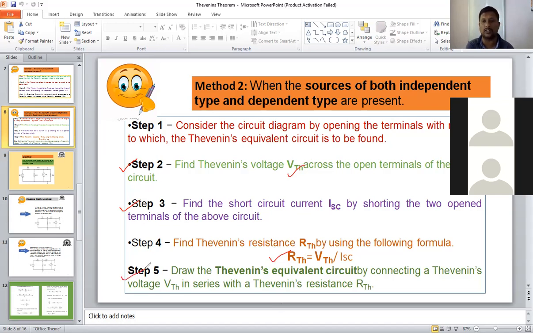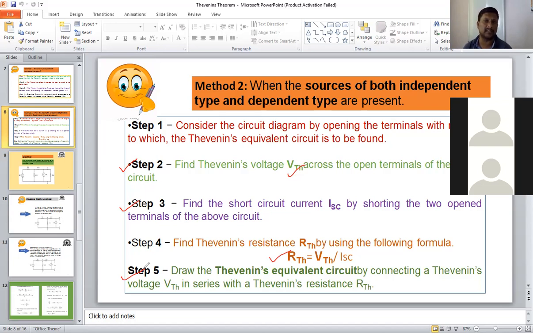Now it is easy to draw the Thevenin equivalent circuit, because it consists of the voltage source VTH in series with resistance RTH between two terminals, whatever the names: A, B, C, D, 1, 2, and so on. Once you get the Thevenin equivalent circuit, you can connect the load resistor if it is given in the circuit. Then find the current passing through the load resistor, the voltage across it, or across the load impedance, whatever the question asks. According to that, you can add step 6. This is what we discussed in the theoretical part.